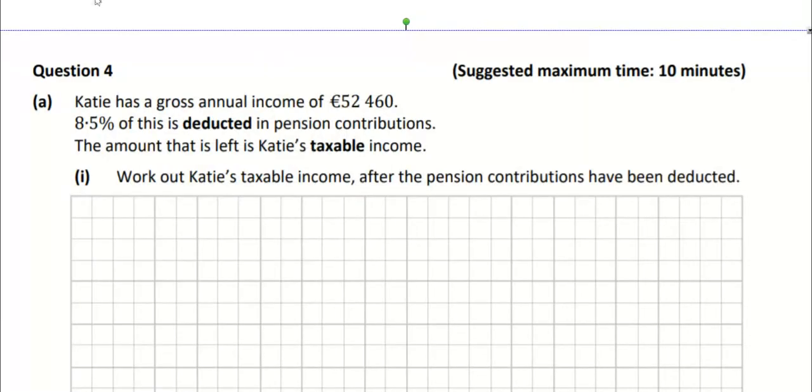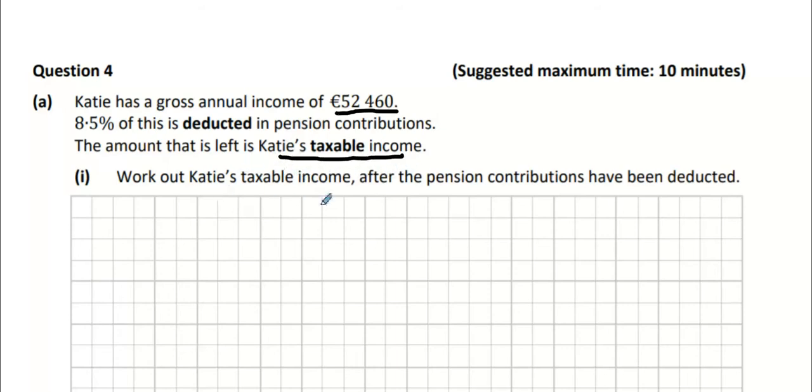Okay. Katie has a gross income of 52,460. 8.5% of this is deducted in pension contributions. The amount left is Katie's taxable income. Work out Katie's taxable income. Okay, so there's 2 ways of doing this.